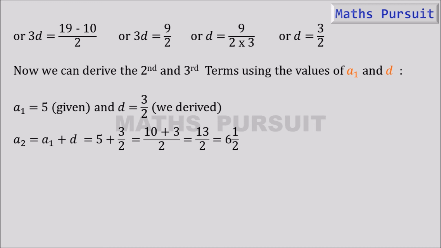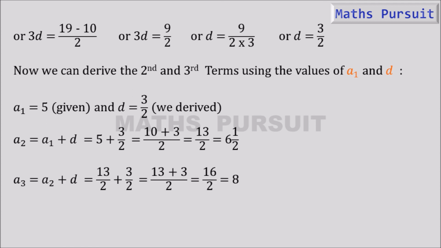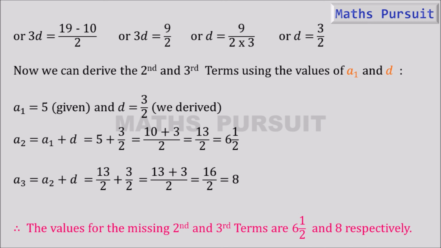So A2 is equal to A1 plus D, that is equal to 5 plus 3 by 2, that is equal to 10 plus 3 by 2, that is equal to 13 by 2, that is equal to 6 1 by 2. Just making 13 by 2 as a mixed fraction. So we got 6 1 by 2. Similarly, A3 is equal to A2 plus D, that is equal to 13 by 2 plus 3 by 2, that is equal to 13 plus 3 by 2, that is equal to 16 by 2, that is equal to 8. Therefore we get the value of A3 as 8. So we can say that the values for the missing second and third terms are 6 1 by 2 and 8 respectively.